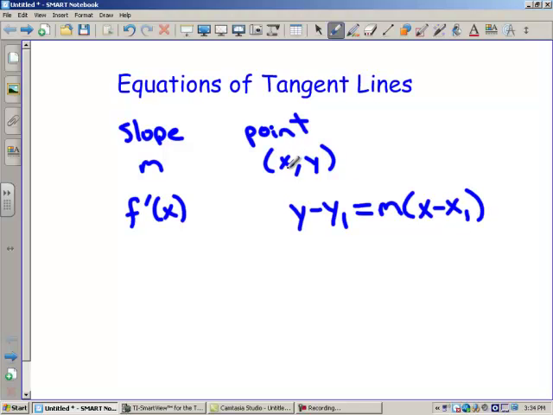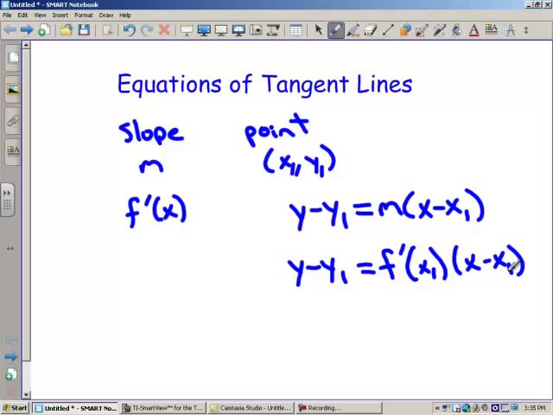And your point, you got your x and your y. I guess I could have called that x1 and y1. And your slope, and you plugged them in. The calculus version of an equation of a tangent line is going to look very similar. It's going to be y minus y1 equals, instead of m, we're going to write f prime at the point x1 and then times x minus x1.